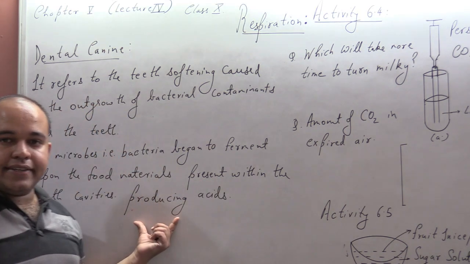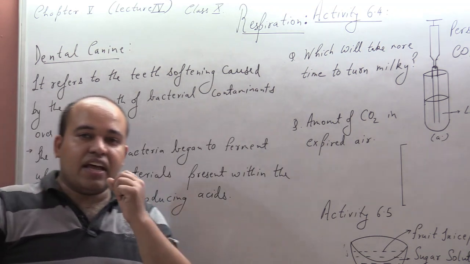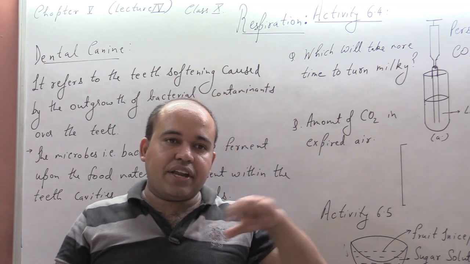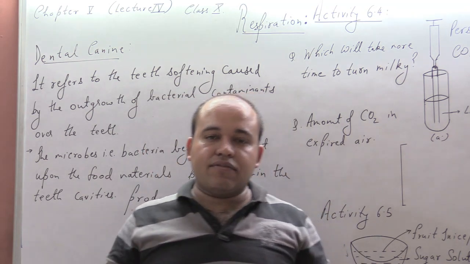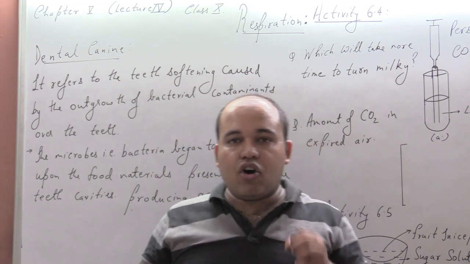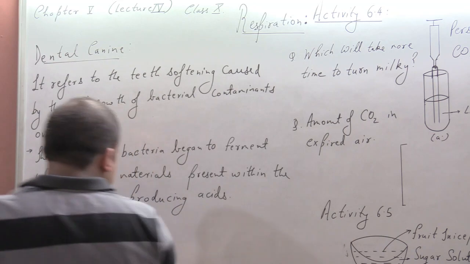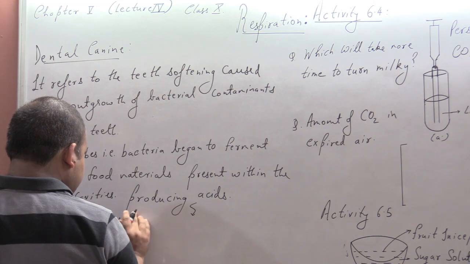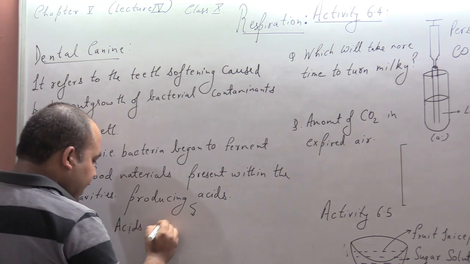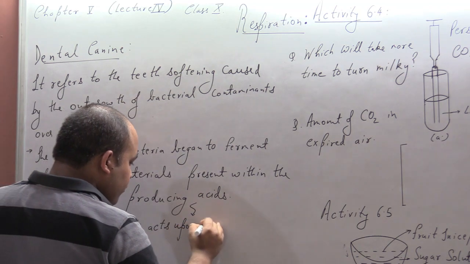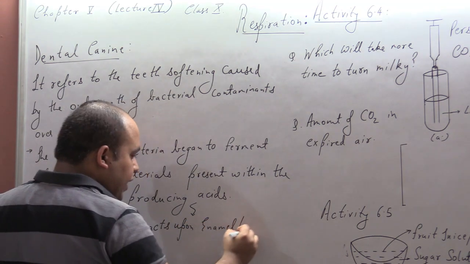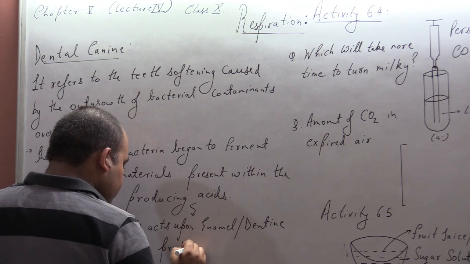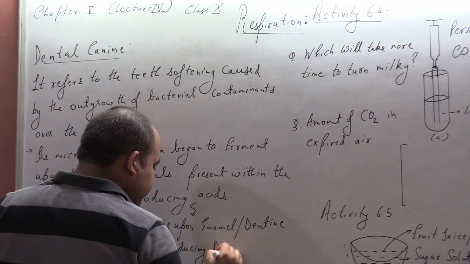These acids will act toward the topmost layer, the whitest layer of the teeth, which is referred to as enamel, and then will degrade not only the enamel but also the second layer of the tooth, that is referred to as dentine, causing dental caries. It is these acids that act upon enamel and dentine, producing dental caries.